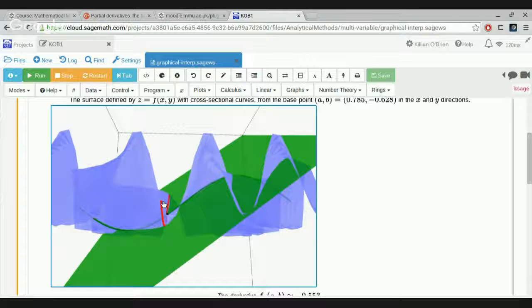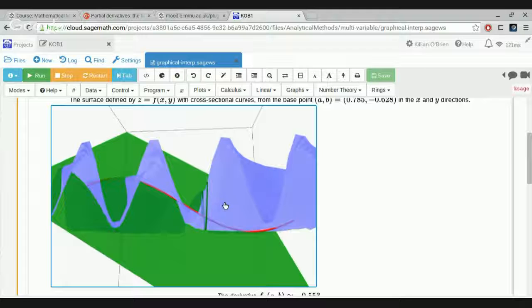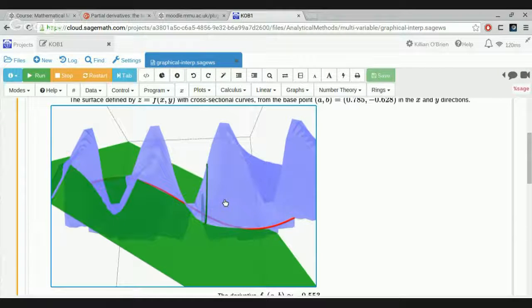If you spin it around to look, the red one is just going in and out of the page. You can't really see the red cross-sectional curve. But you spin it around so that you can. Looking at it from that direction, you can kind of confirm that the slope of the tangent plane from left to right now, looking at it from this side, does agree with the slope of the red cross-sectional curve at the base point as well.